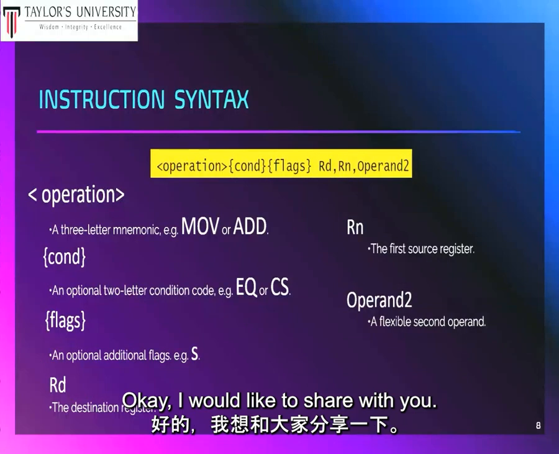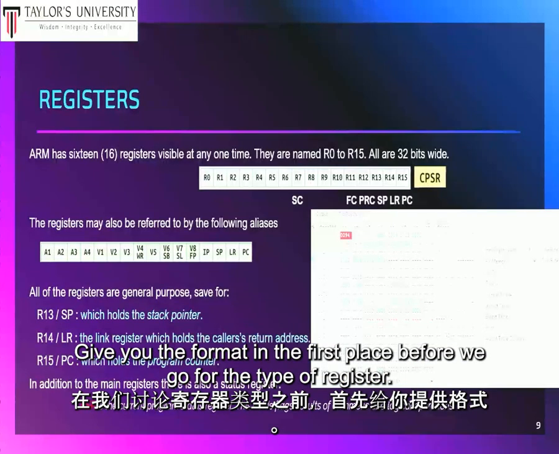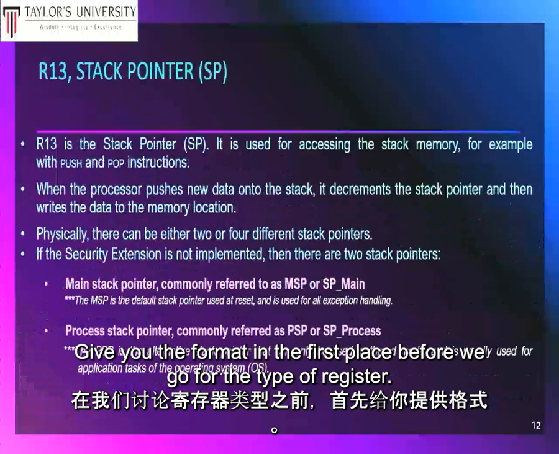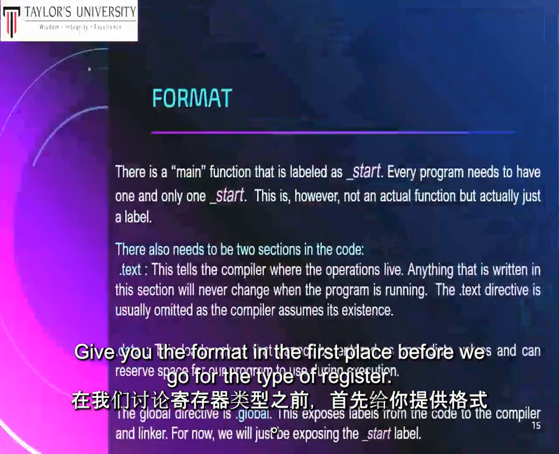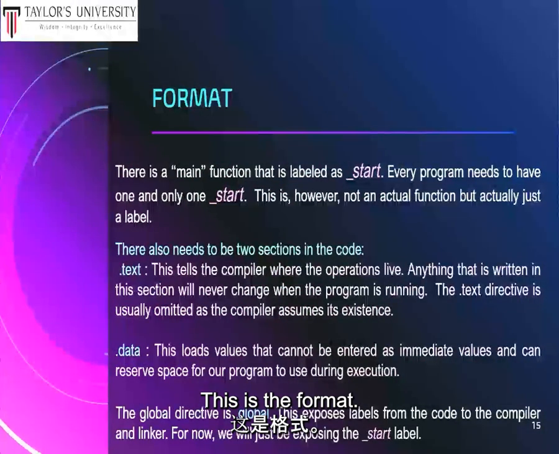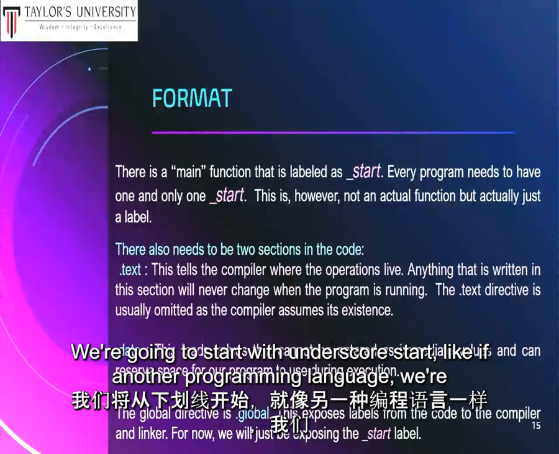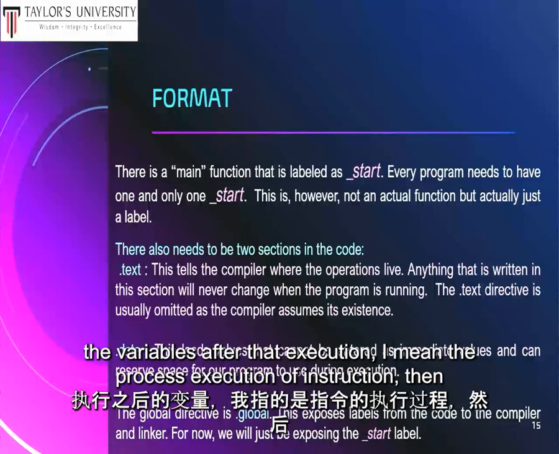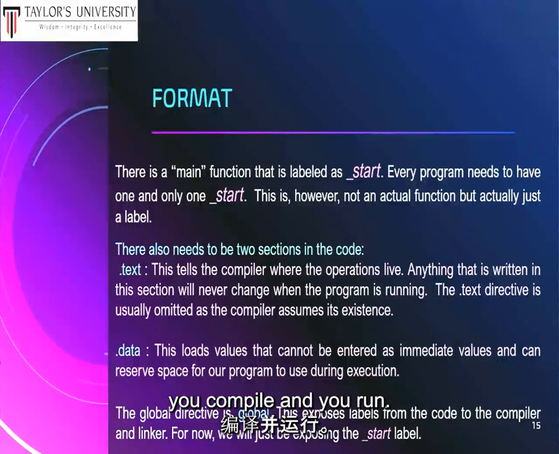Okay, I would like to share with you the format in the first place before we go to the types of register. This is the format. We start with underscore start, like in another programming language. We import the library, and then there are segments after importing the library to declare the variables. After that is the execution, I mean the process execution of instructions, then you compile and you run.